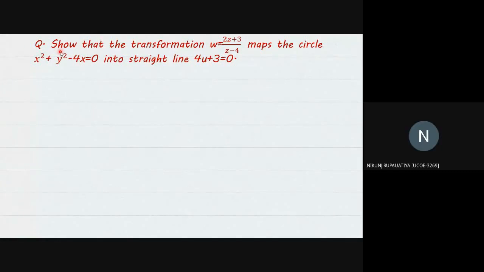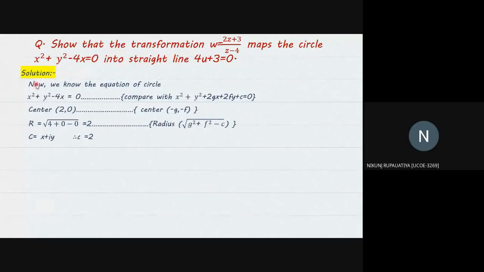So thank you, Jigar. Myself, Nikunj Rupavatia. Now I will be explaining the further sum, that is to show that the transformation w equals 2z plus 3 upon z minus 4 maps the circle x square plus y square minus 4x equals 0 into the straight line, that is 4u plus 3 equals 0.